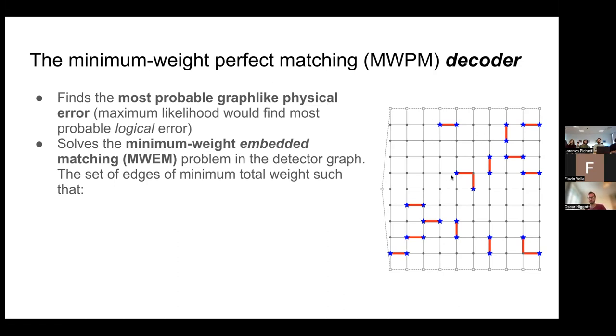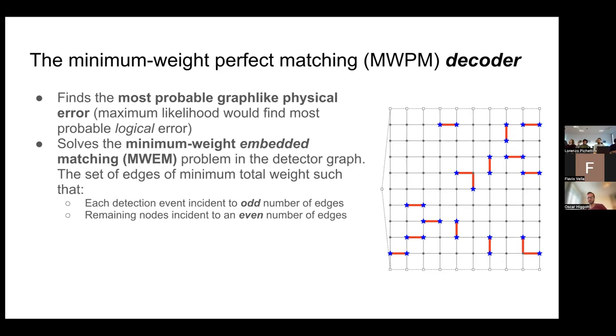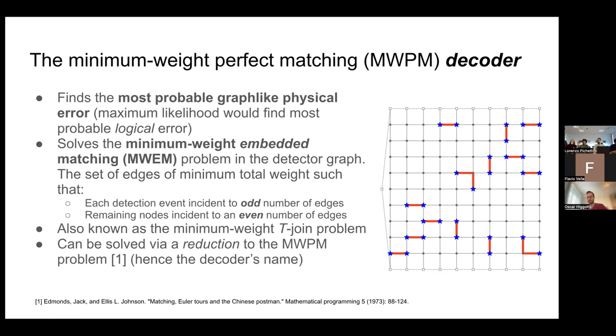So the decoder takes as input, it only sees these blue stars, these detection events, just the measurement outcomes, but does not know the red stars, obviously, that's the errors. And given this input, it finds the set of edges of minimum total weight, such that each detection event is incident to an odd number of edges, and the remaining nodes are incident to an even number of edges. And this optimization problem is known as the minimum weight T-join problem in the graph theory literature. And it can be solved via reduction to the minimum weight perfect matching problem. And that's the reason for the decoder's name. This reduction was first shown by Edmonds and Johnson in 1973.